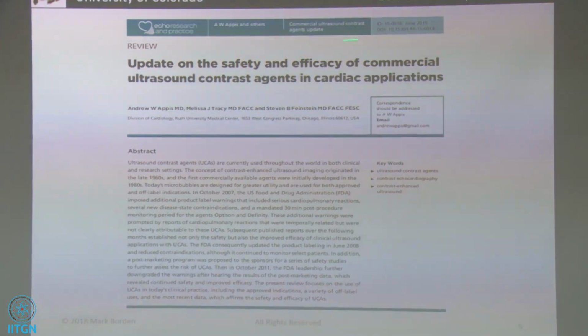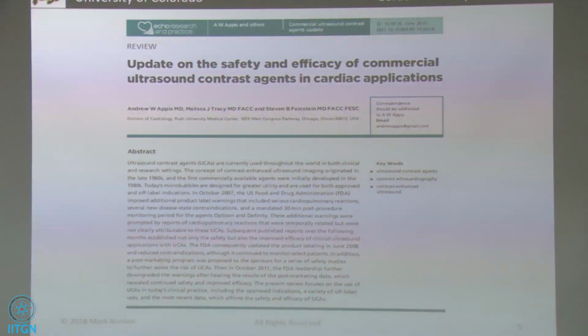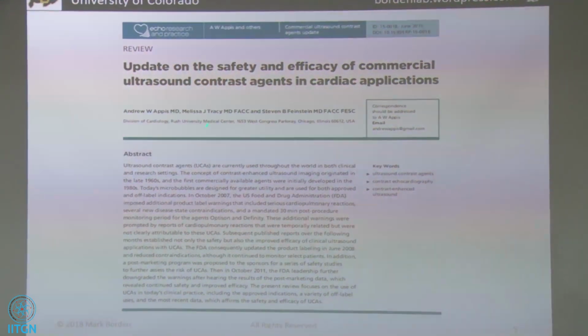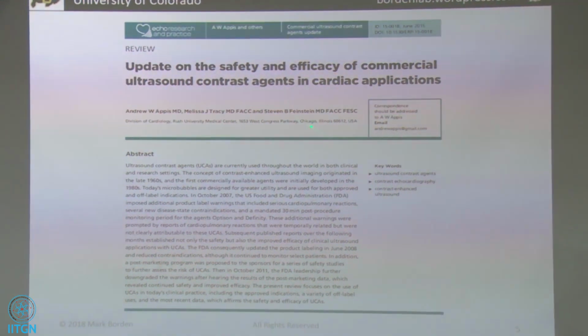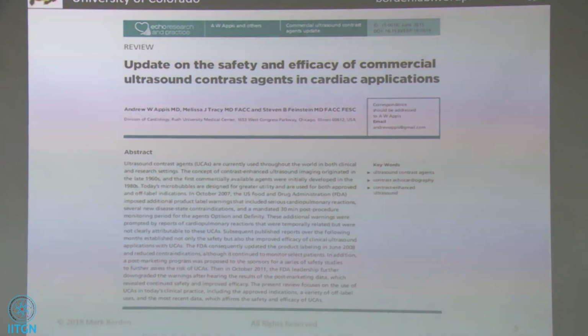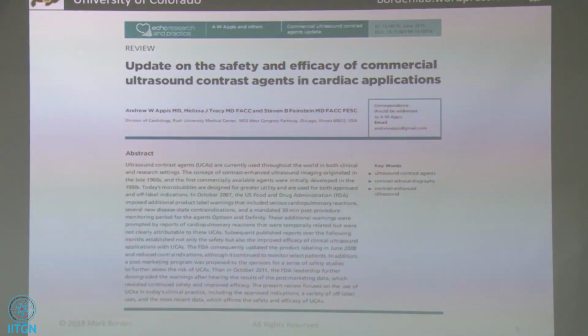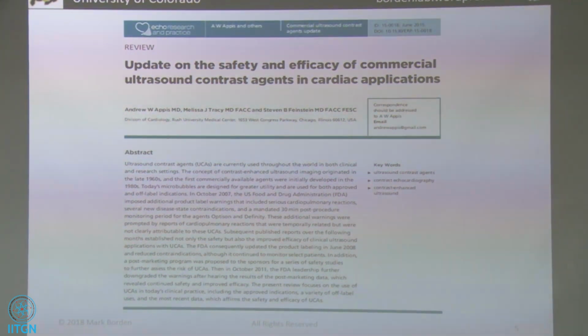So this is a recent paper that came out in 2015 by primarily cardiologists, right? So cardiologists in Chicago. By the way, these cardiologists hold a meeting called the Chicago Global Meeting every fall. So if you're interested in coming to the U.S. and learning more about clinical applications, particularly in cardiology, it's a good one to go to.